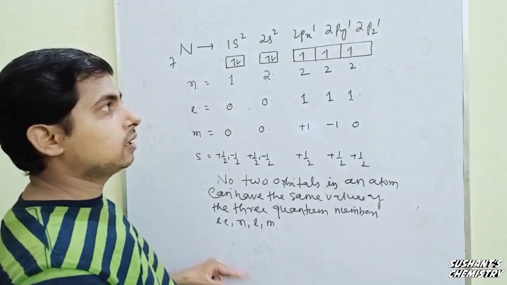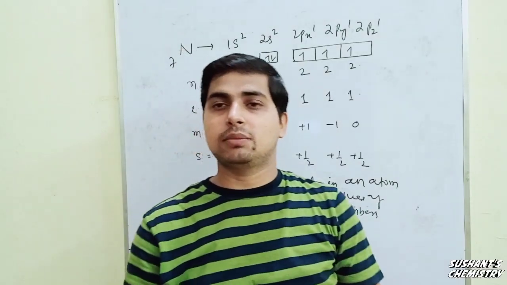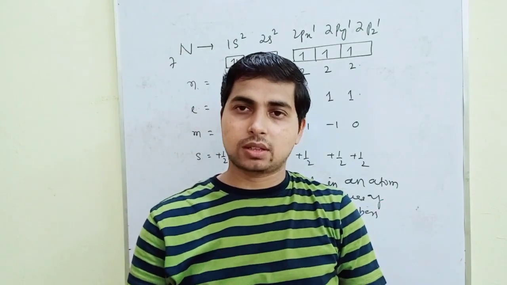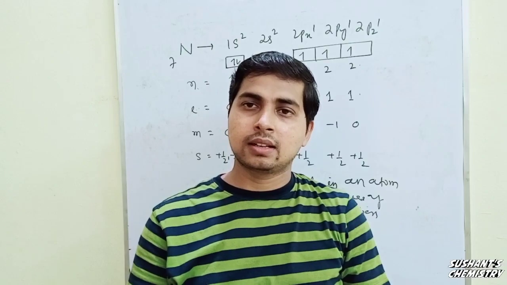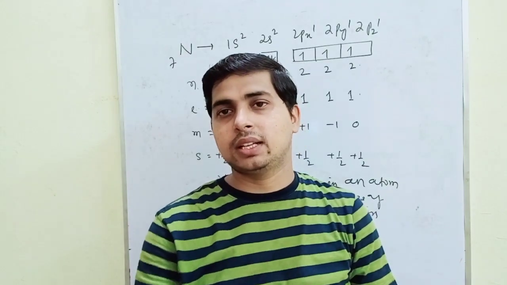This principle also tells us how to calculate the number of electrons in a shell, subshell and orbital. Now I will explain.